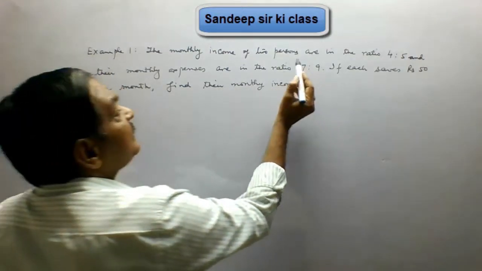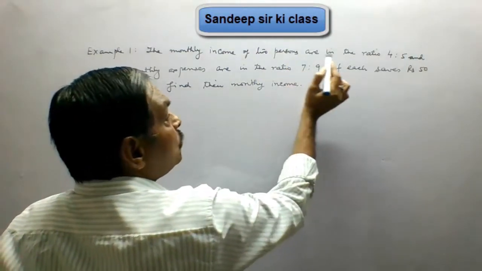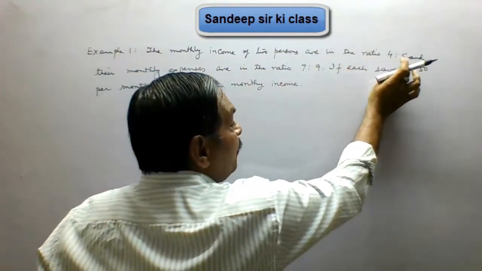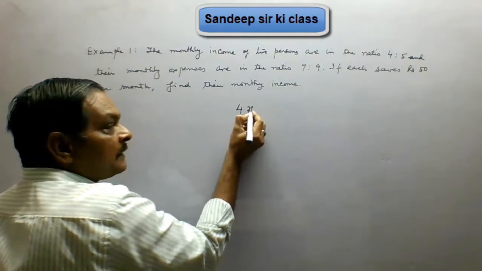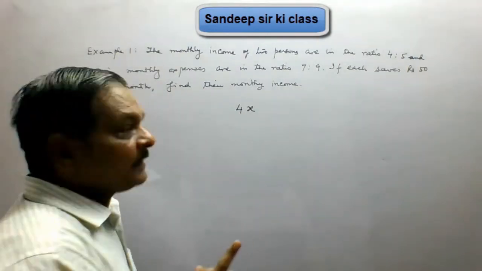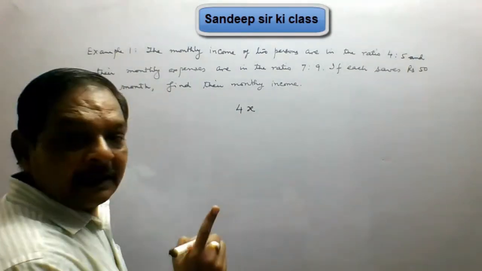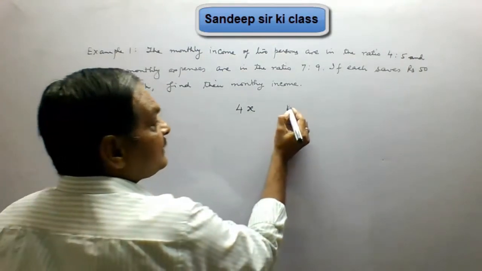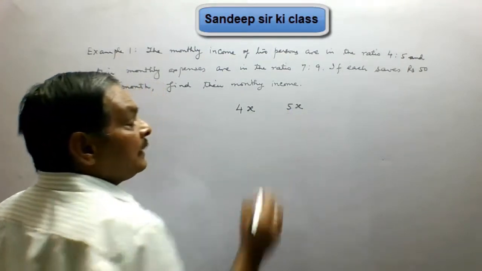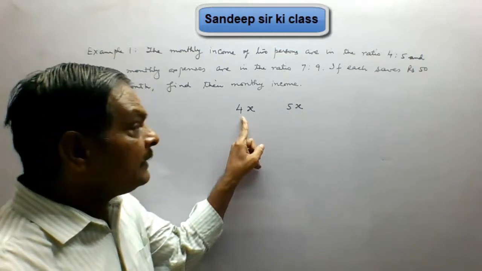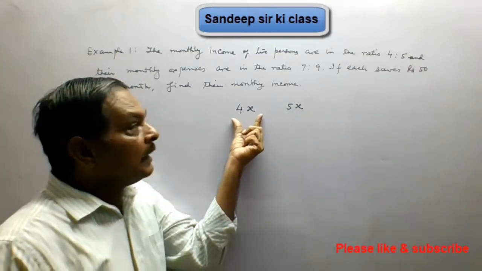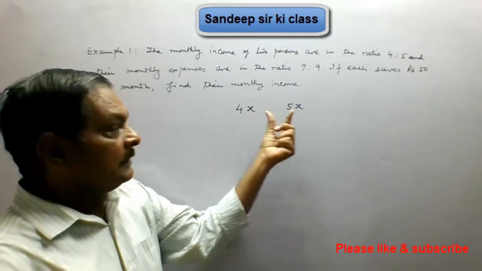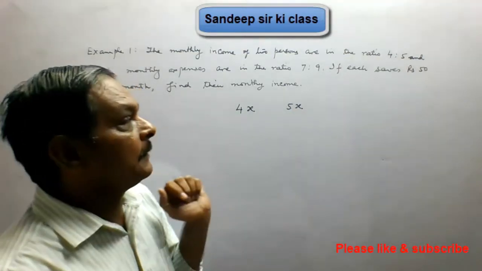It is given that the incomes of the two persons are in the ratio 4:5. Now, if the first person earns 4x rupees, his monthly income is 4x rupees, then the second person's income will be 5x, so that the ratio will be 4:5. This is the income of the first person, this is the income of the second person.